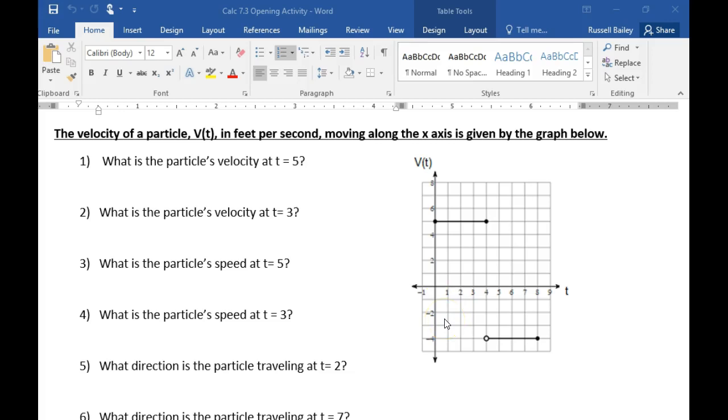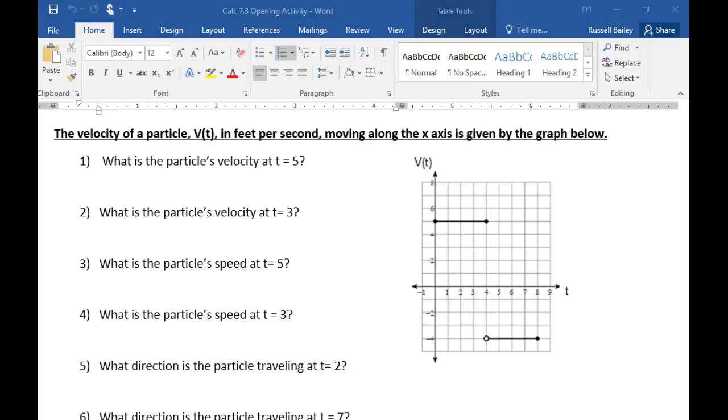So basically what you're looking at is the speed of the object at any given time, or not speed, velocity. The velocity of the object at any given time. Can you retell us what velocity is? Velocity is speed, but with direction. How fast it's going and in what direction it's going.